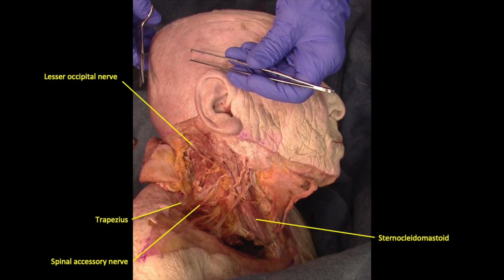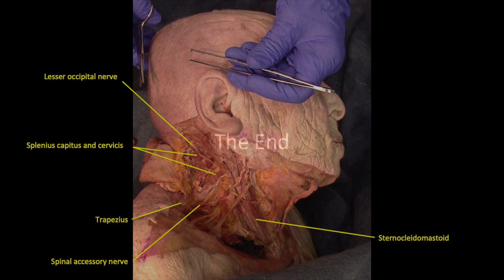Finally, removal of all the investing fascia reveals the floor of the posterior triangle, which is comprised of the splenius capitis and cervicis muscles. This now concludes the dissection of the posterior triangle of the neck.